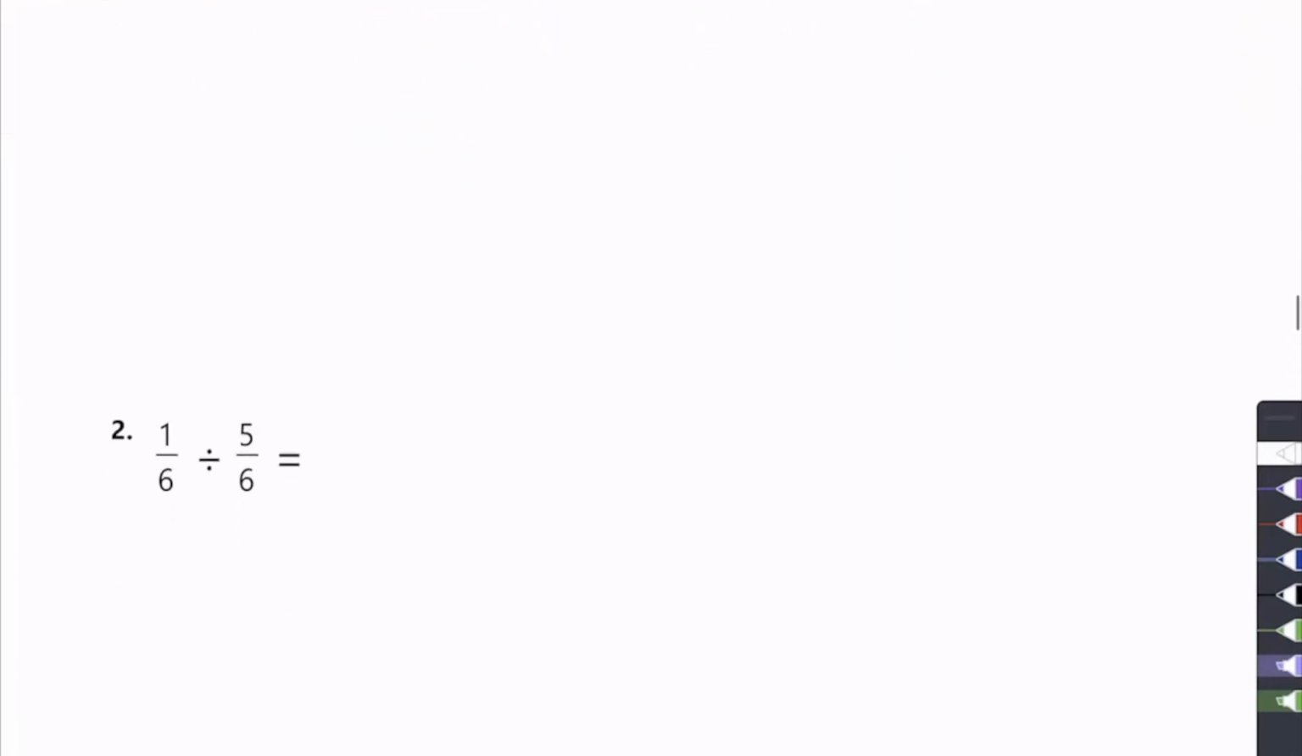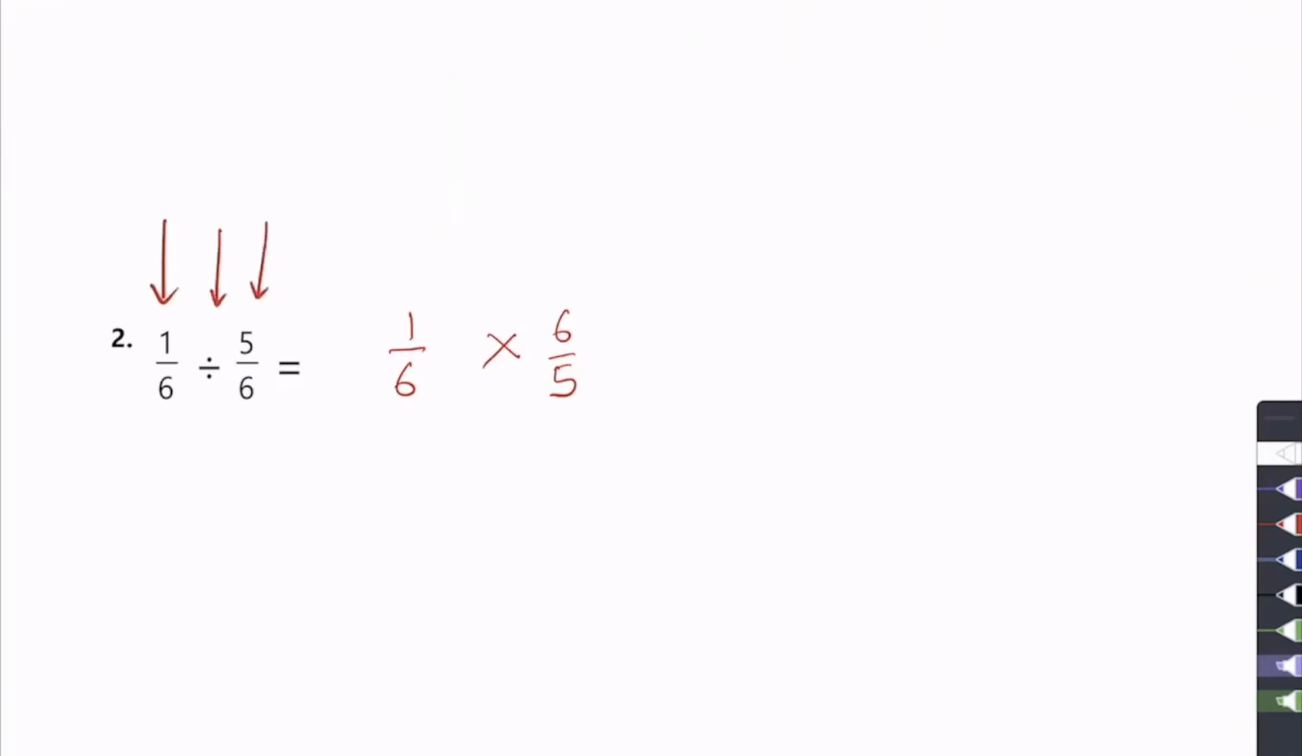Let's look at the second one. 1/6 divided by 5/6. Keep it, change it, flip it. Okay? And in this case, 6 goes into 6 once, 6 goes into 6 once. The answer is just 1/5.